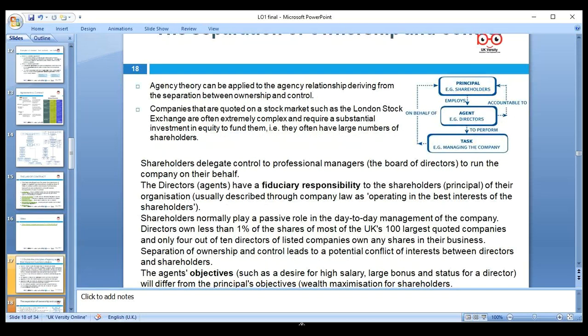Then we have the principal, the shareholders; the agent, the directors; and the task, managing the company. How well you manage.